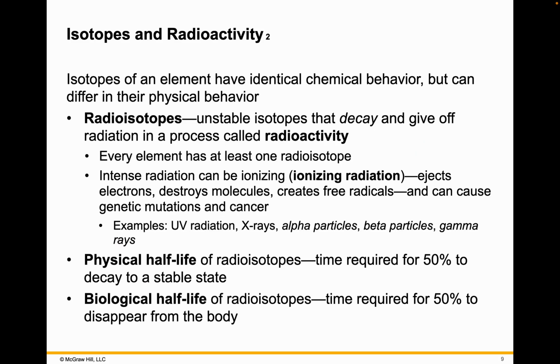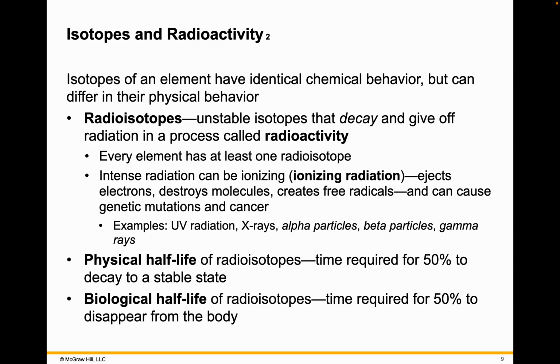The other important thing about isotopes is that they actually tend to be radioisotopes. They are unstable and they decay and give off radiation. We call it radioactivity. Every element has at least one radioisotope. Their intense radiation can be ionizing, which is called ionizing radiation. It can eject electrons, destroy molecules, create free radicals, and cause genetic mutations and cancer. For example, ultraviolet radiation, X-rays, alpha particles, beta particles, and gamma rays.